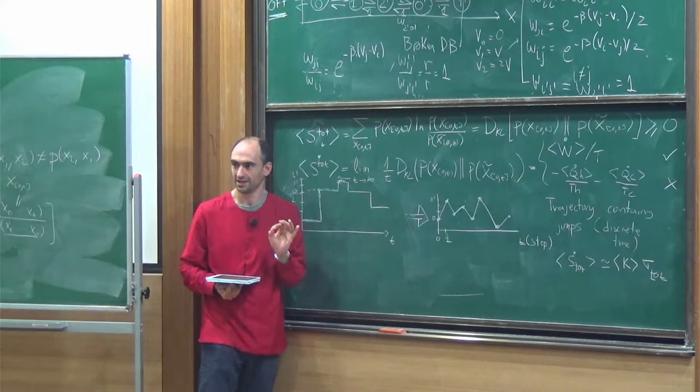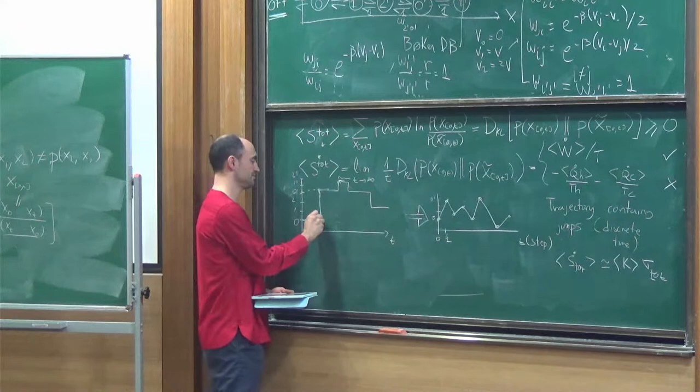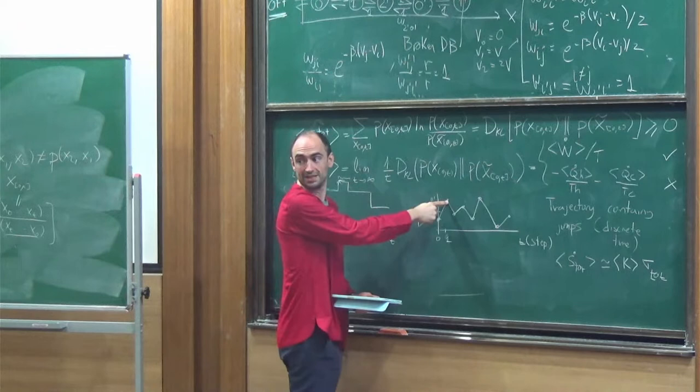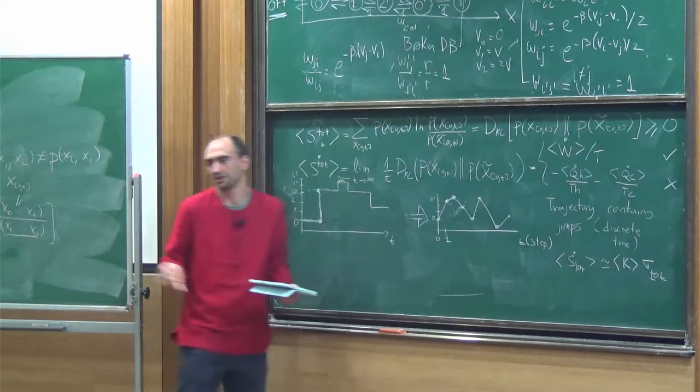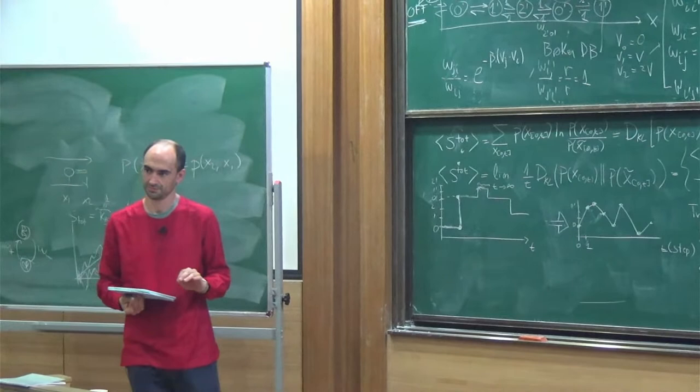So I hop from zero to zero prime. Before I was in zero, I go to zero prime. The next state, in the next hop, will be one prime. So I will take from here one prime, and so on. I'm taking a very simple case in which I just record the hops. Very, very simple.